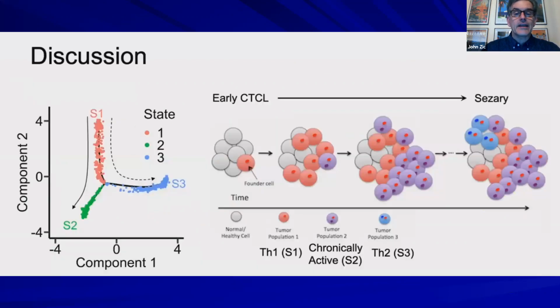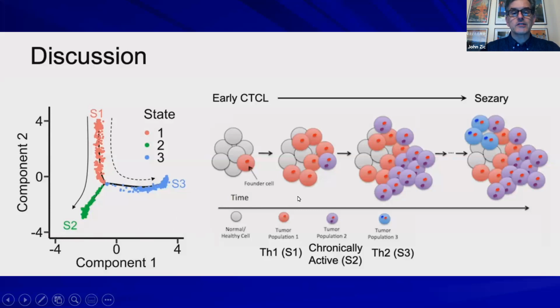And what they found is that it appears that early on in the cutaneous T-cell lymphoma evolution, we have mostly normal healthy cells, but there probably are very few tumor cells. As a matter of fact, we believe that all malignancies start with a founder cell. That is the very first cell to start to divide a little bit out of control.